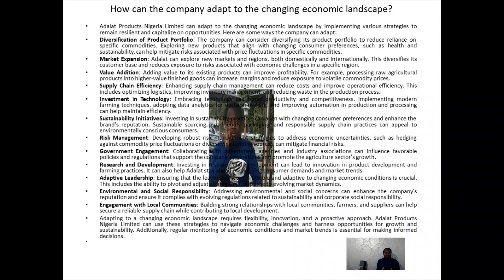Don't forget that Adalat is an agricultural organization and is a conglomerate. Diversification of the product portfolio, you can talk about it, because the question is, how can the company adapt to the changing economic landscape? And don't forget too that you must not restrict your answer to the Nigerian economy alone, because we have 72 branches all over the world. Don't forget that, especially for those that are joining us in part 3 of this discussion.